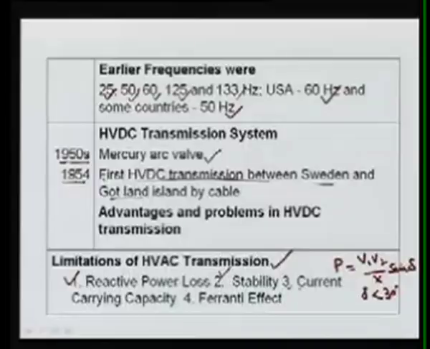X is the reactance of the line, and this is the summation with the generated reactive power, which is normally voltage square divided by Xc, due to the charging of the transmission line. So the reactive power loss is one of the concerns in the AC system. Another, the third point, is the current carrying capacity of the transmission line or the cable.